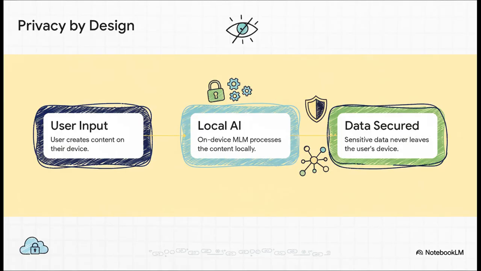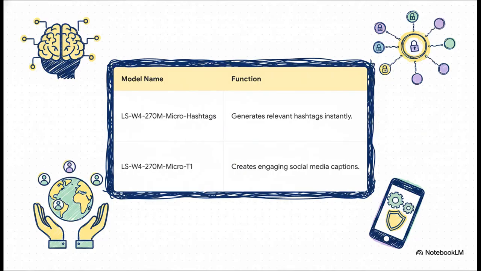So what does this actually mean for your privacy? Honestly, it's a total game changer. Just look at how simple this is. You create something, the little on-device MLM helps you out, and your sensitive data never, ever leaves your phone or your laptop. This isn't some promise in a privacy policy. It's privacy that's literally built into the architecture from the ground up. Okay, let's make this real.